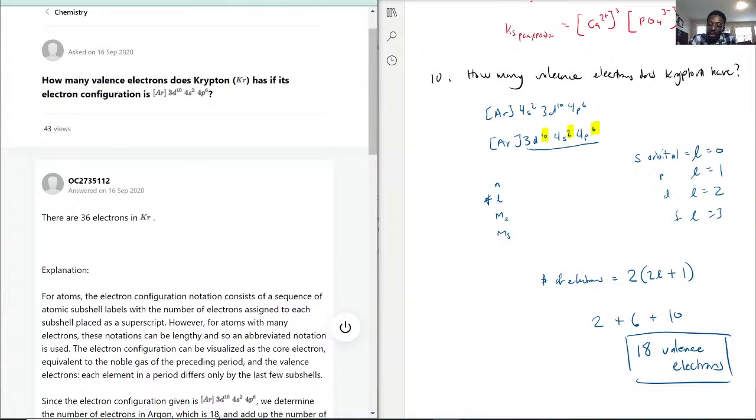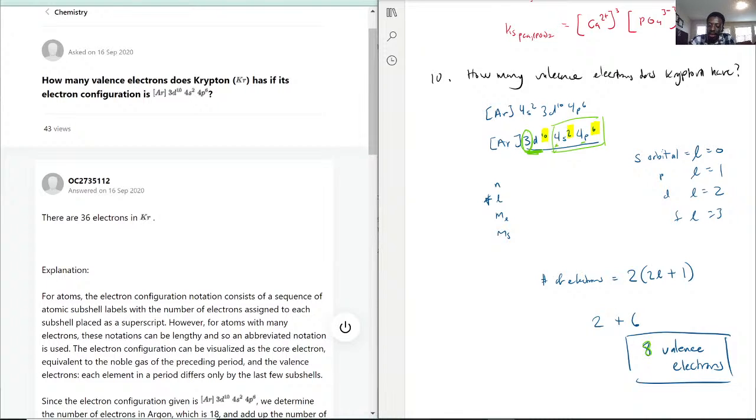Why? Because this right here, that d orbital, counts in the previous shell because of the 3. So really there's only this 4s2 4p6. So Krypton on its outermost shell is just the 4s and 4p, meaning that we don't even have this plus 10. It'd just be 8 valence electrons.